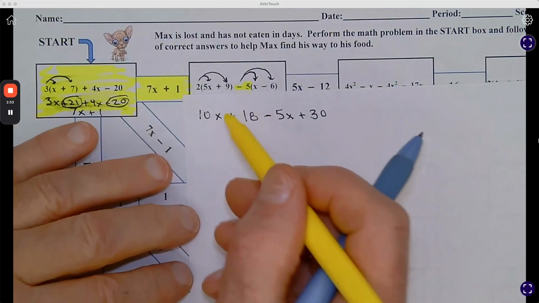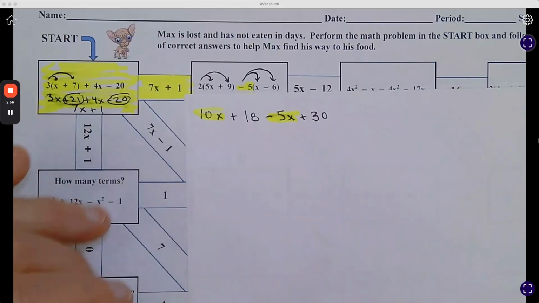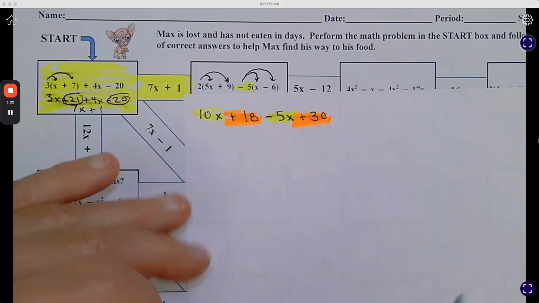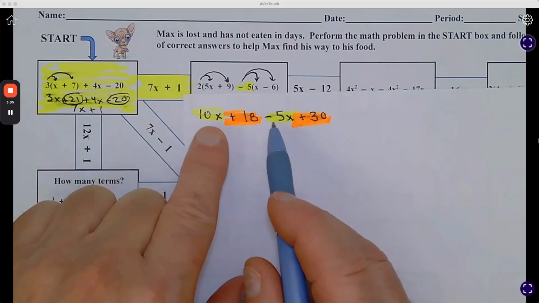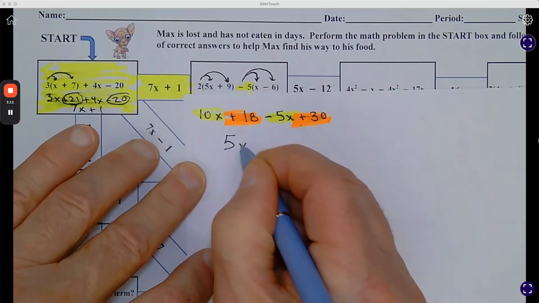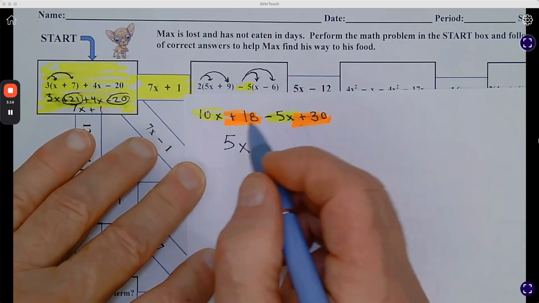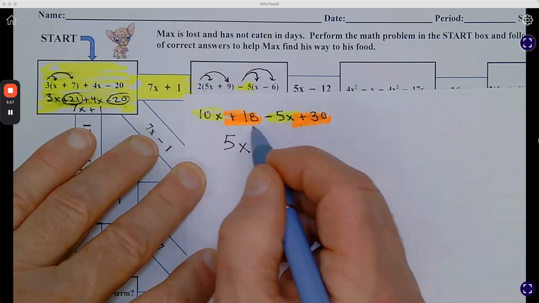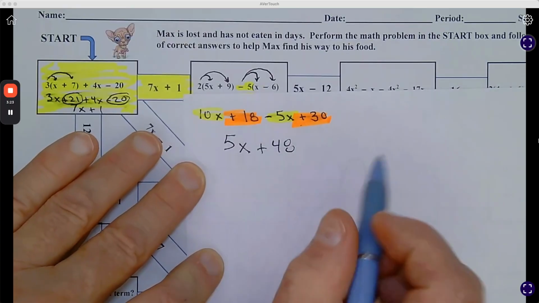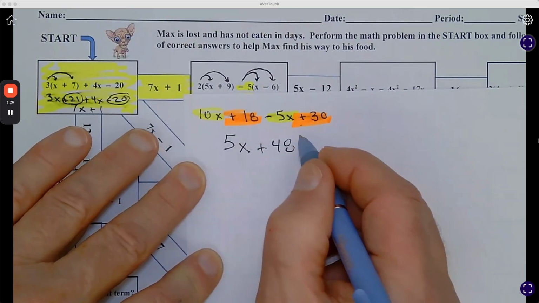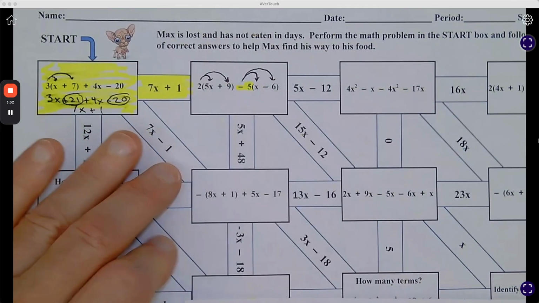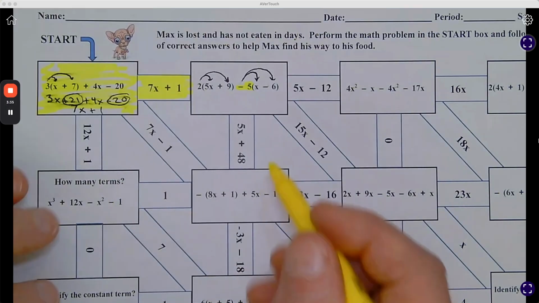The distribution is done. I have x terms that are like, and I have constant terms that are like. Notice how I always take the operation in front with it, all right? 10 minus 5 is 5, and then the like part is x, right? You're just counting up how many you have. There's no x here and no x here, so those are called constants. 18 plus 30 is 48. You may not combine those because that category is x, that category is constant, and they are not like terms. So let's look for 5x plus 48. Woo, we got it. All right, so I'm going to follow the path down.